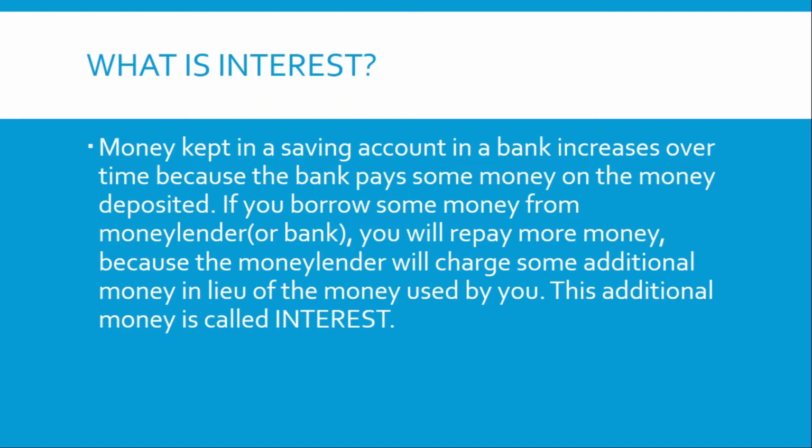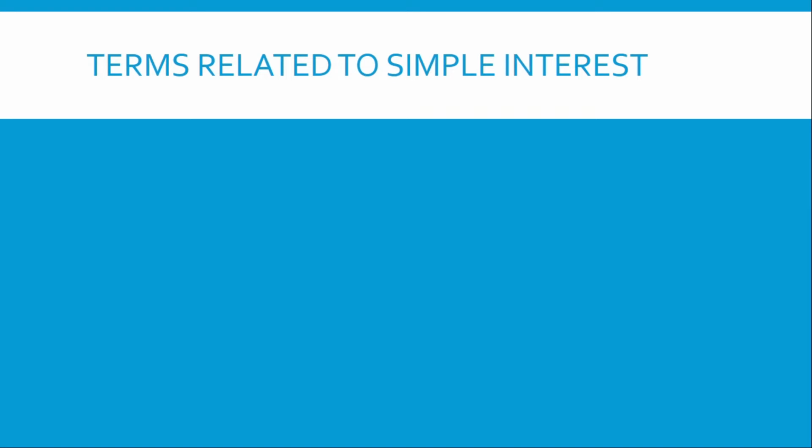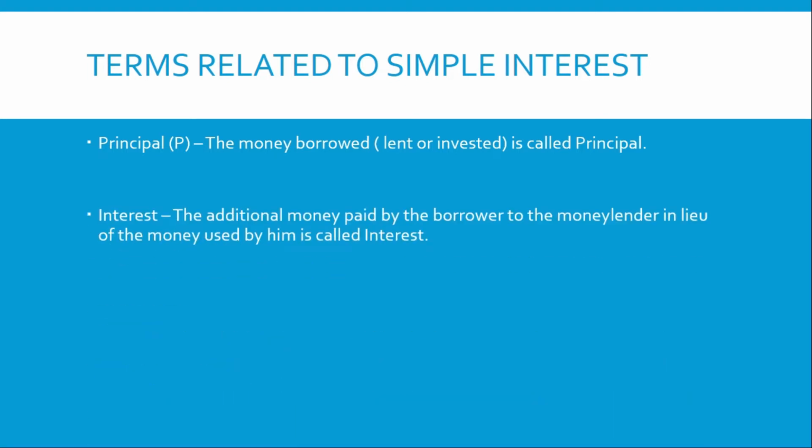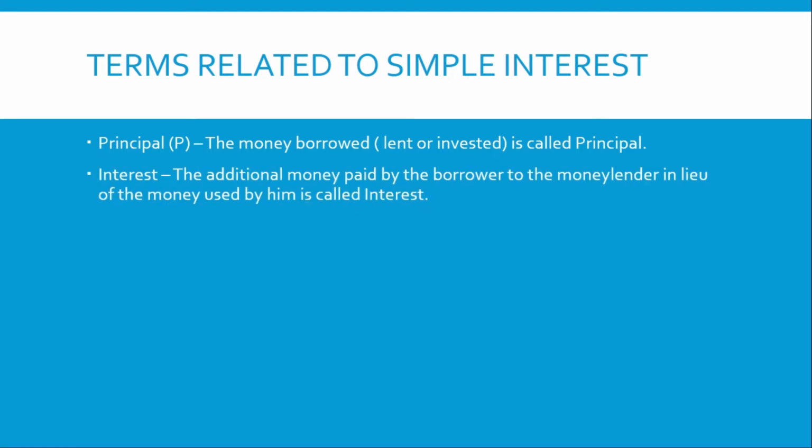So let us go through some terms related to simple interest. The first one is principal. What is principal? The money borrowed is called principal. Next is interest. The additional money paid by the borrower to the money lender in lieu of the money used by him is called interest.